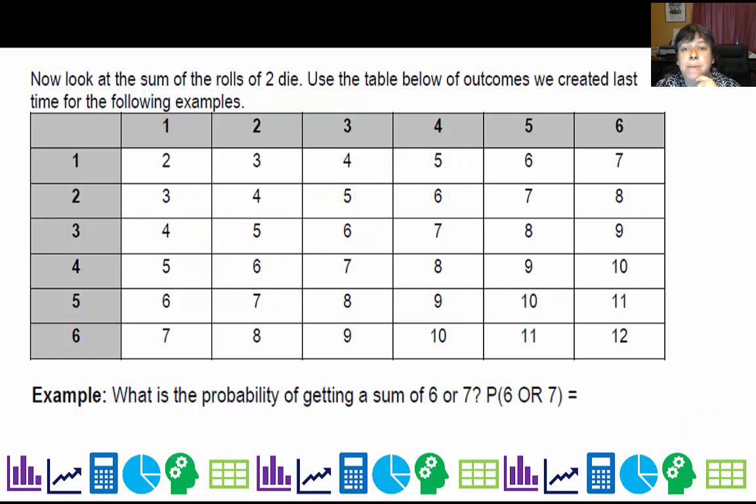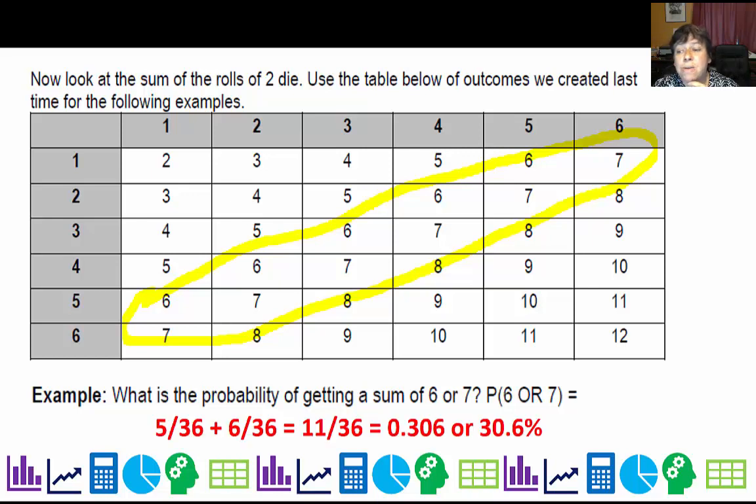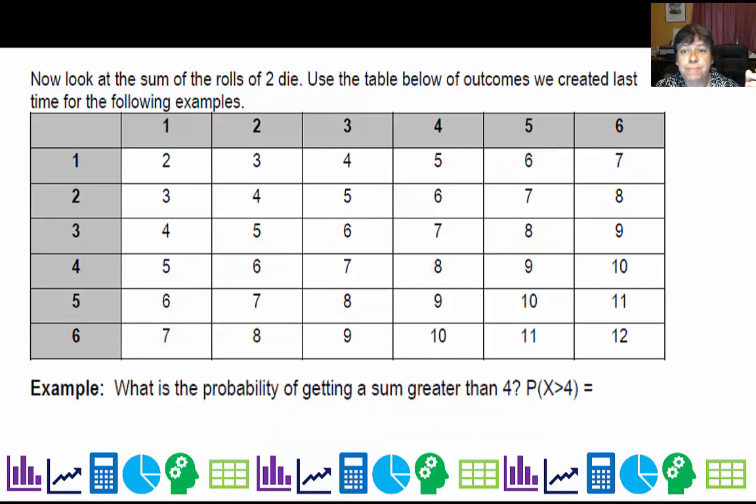How about getting a sum of a 6 or a 7? Well, I can just circle all the 6s and 7s, and there are 5 6s and 6 7s. That sounds odd, doesn't it? And you add them together and you get 11. 11 out of 36 is 0.306, or 30.6%.